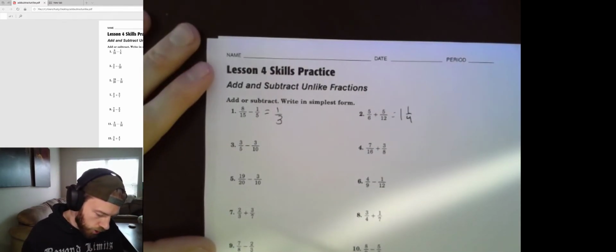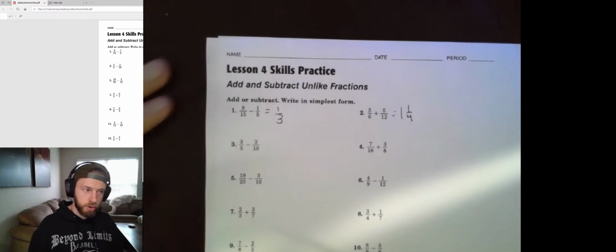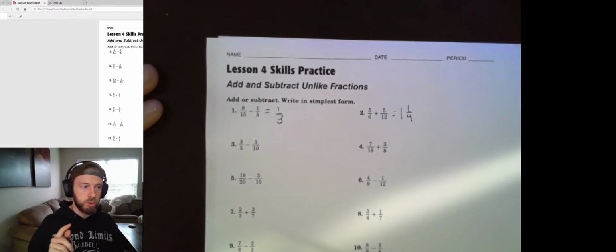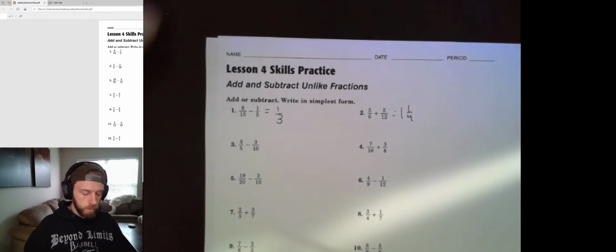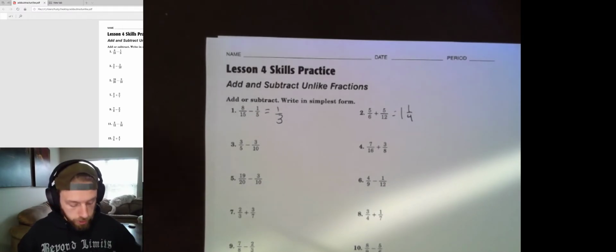Here we go. We're going to try the next two. You're going to try them on your own real quick. Make sure you pause the video. So try number 3 and 4 on your own. Okay? Pause the video real quick. Do numbers 3 and 4. And then unpause the video. Check your work with mine. See if you got it right.